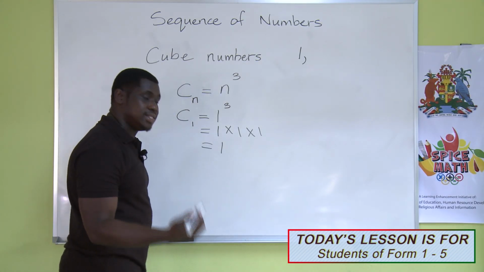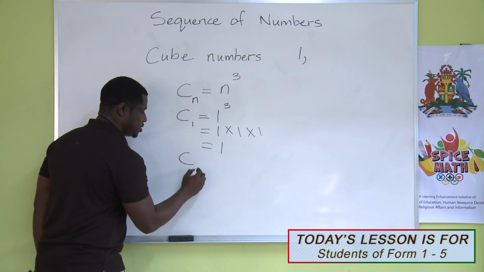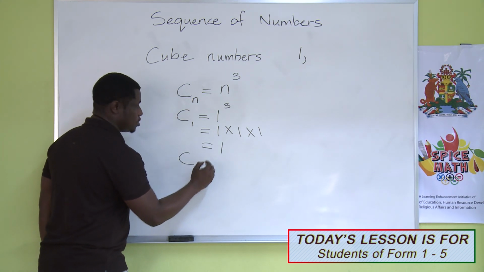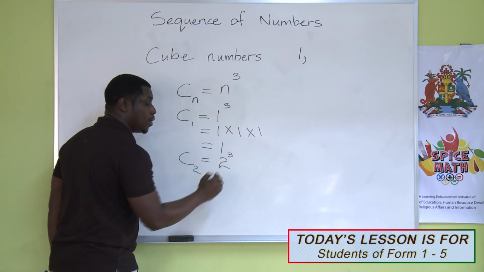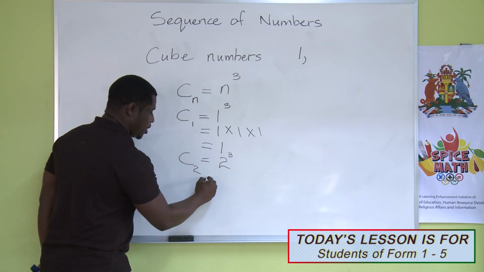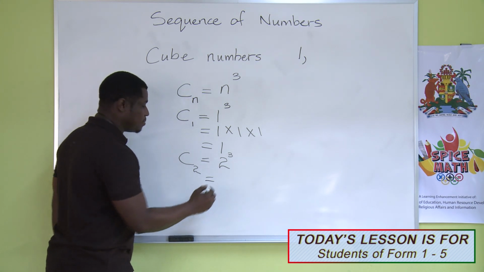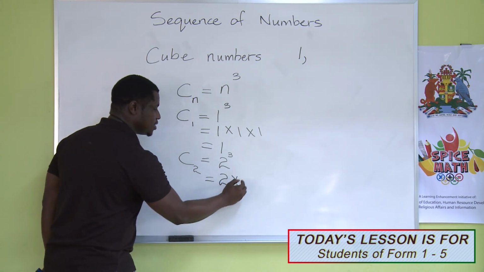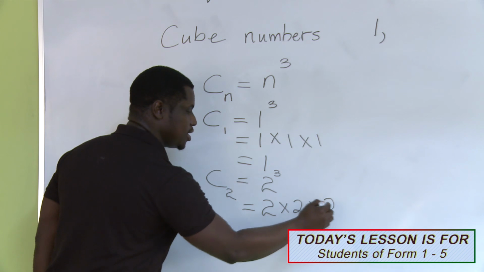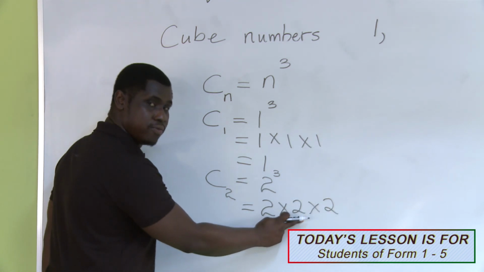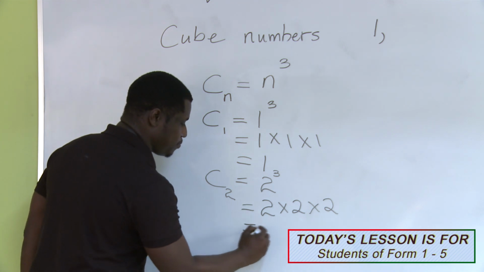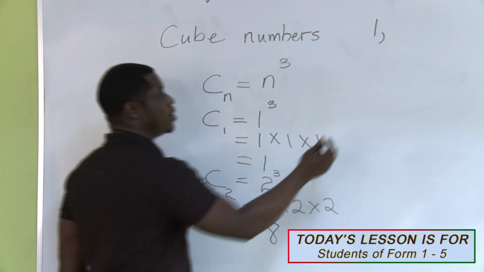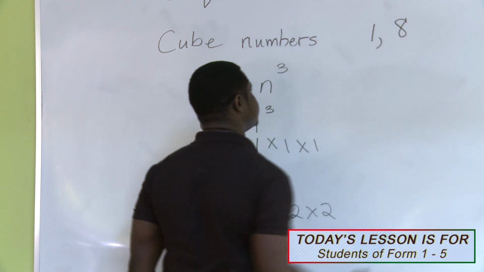If I want to find my second cube number, C subscript 2, this is equal to 2 to the power of 3, or what you say, 2 cubed. And 2 cubed means that I'm multiplying 2 by itself 3 times. 2 twos are 4, and then 4 times 2 is 8. So my second cube number is 8.